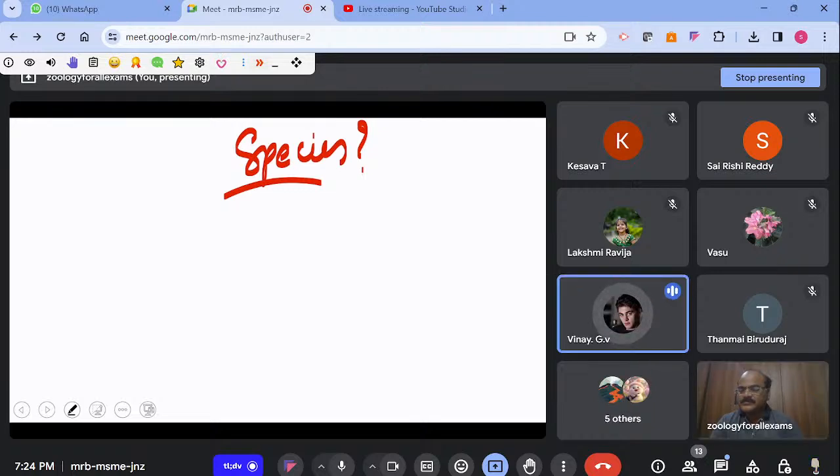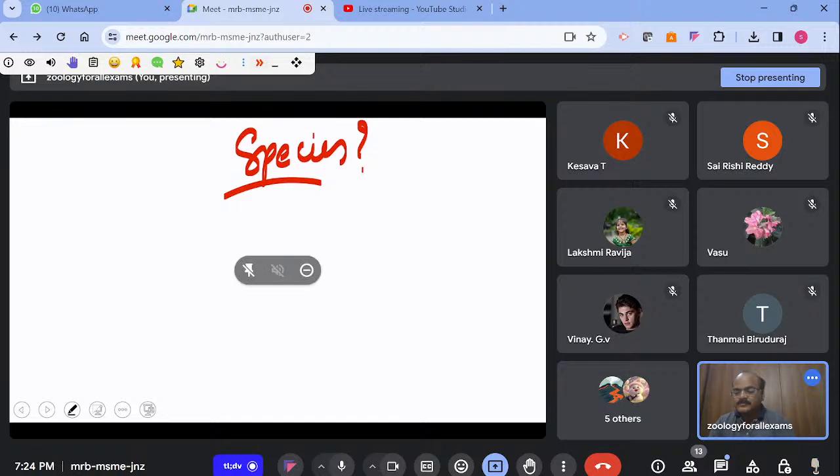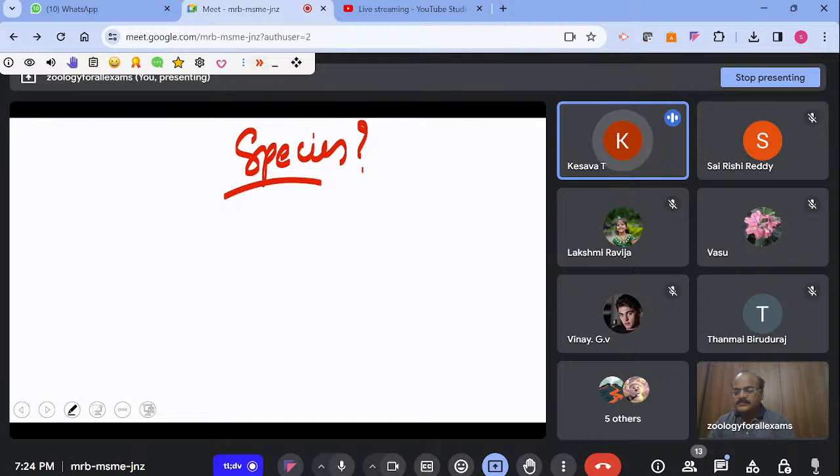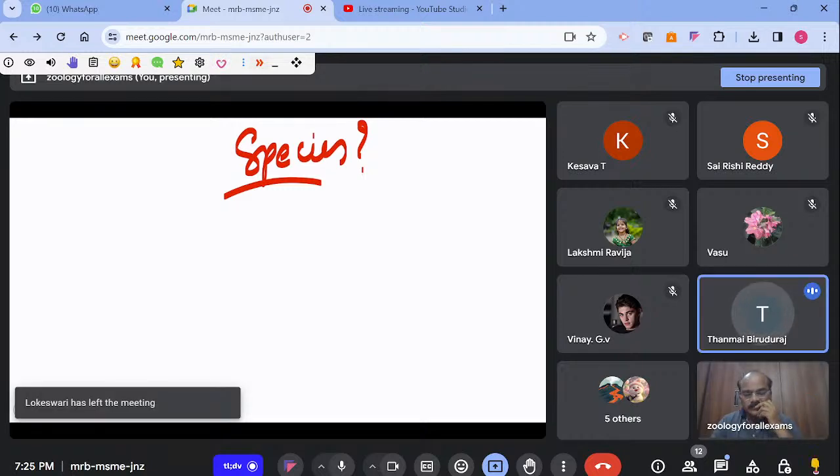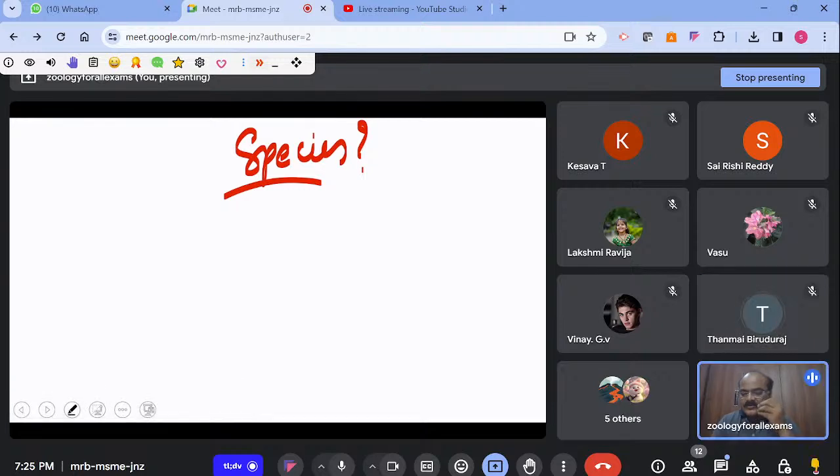Organisms which can reproduce within themselves. Next, any other? Species is the basic unit of classification. Basic unit of classification? Excellent. Any other? Sir, a group of individuals which show similar characters. A group of individuals which show similar characters. Very good.